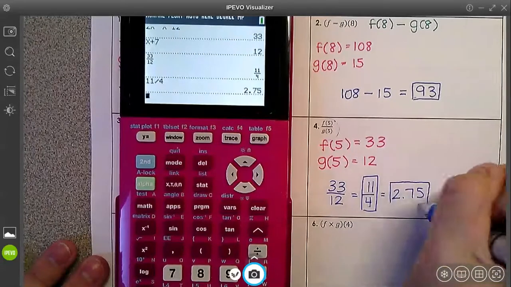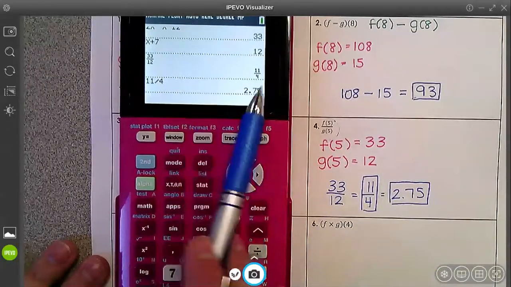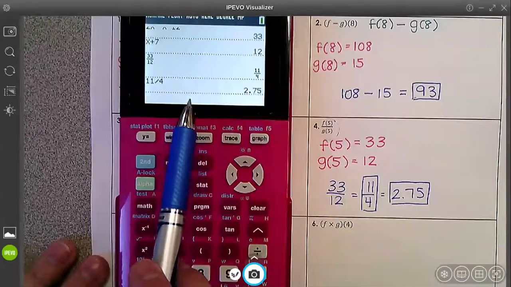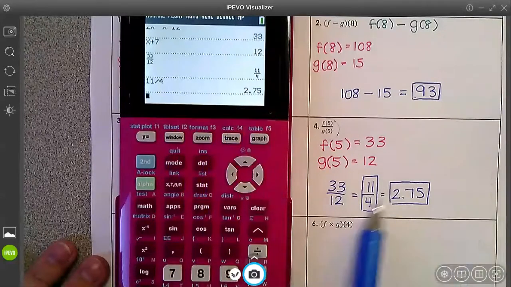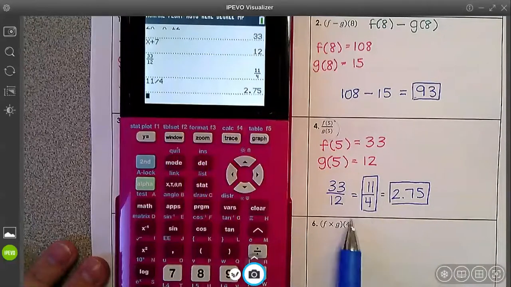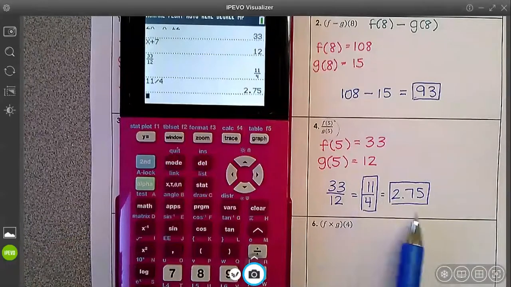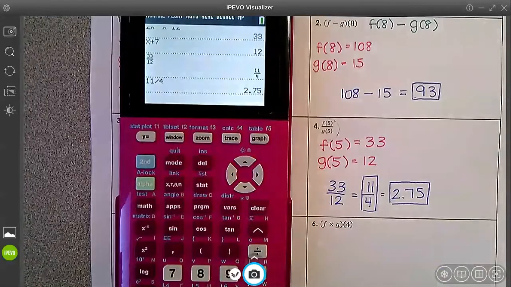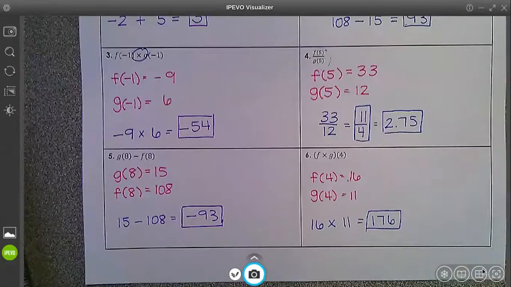Now, if when we divided, we got just some really ugly decimal, like several digits, it would be better to leave it as a fraction. A fraction is better than rounding. But something like 2.75 was fine. All right, so I'm going to pause the recording.